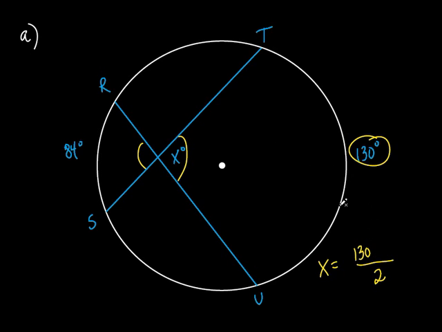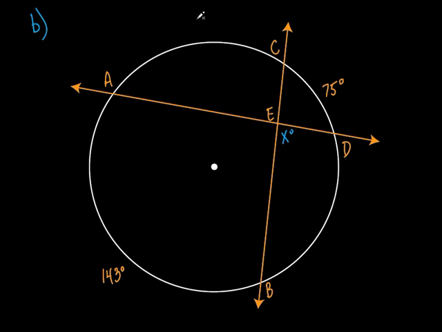And then you just add up the two arcs that angle cuts off. So it's 130 plus 84, and 130 plus 84 is 214. So it's 214 divided by 2. Divide that by 2, and that's 107. So that angle X right there is 107 degrees. All right? Not too bad. Let's do another example.